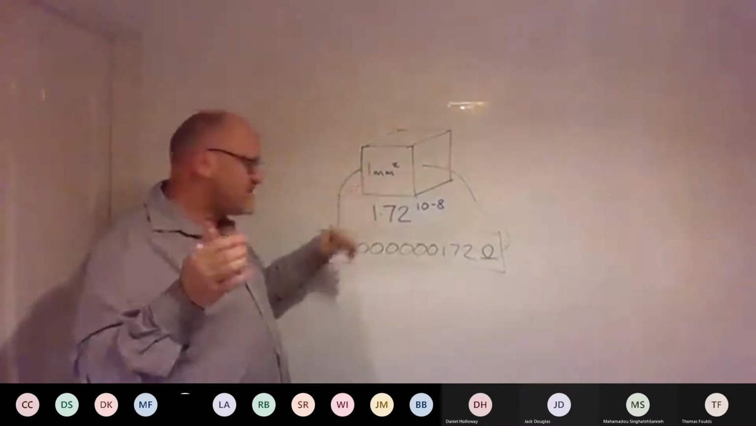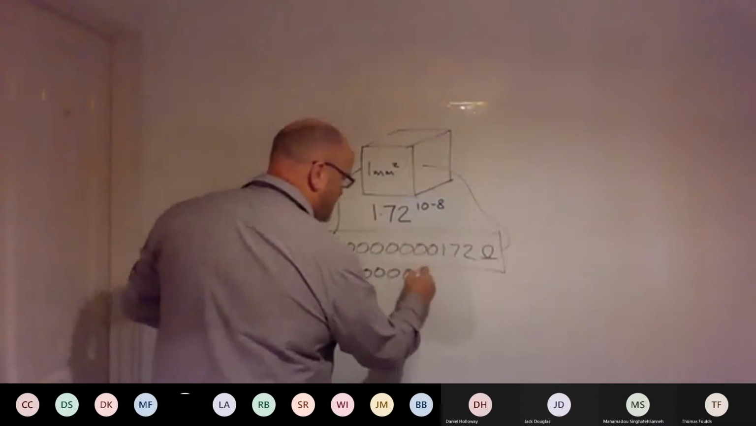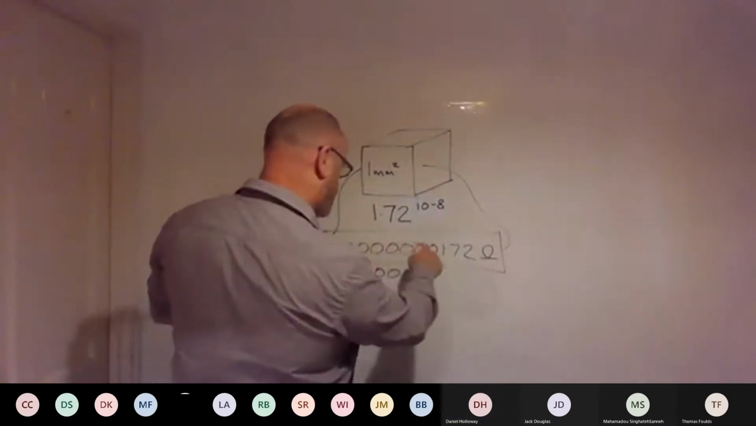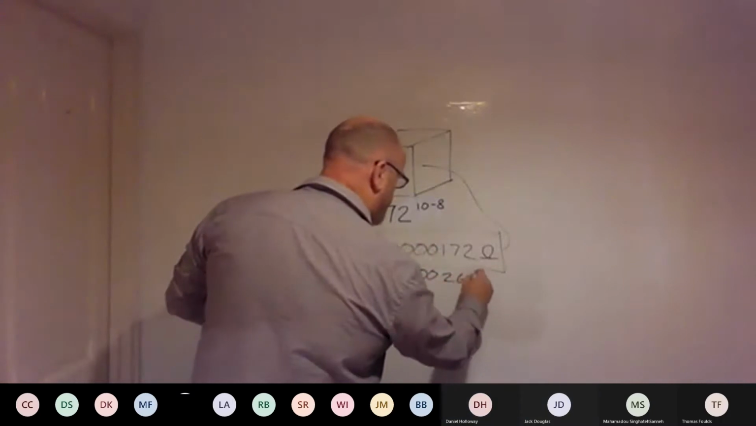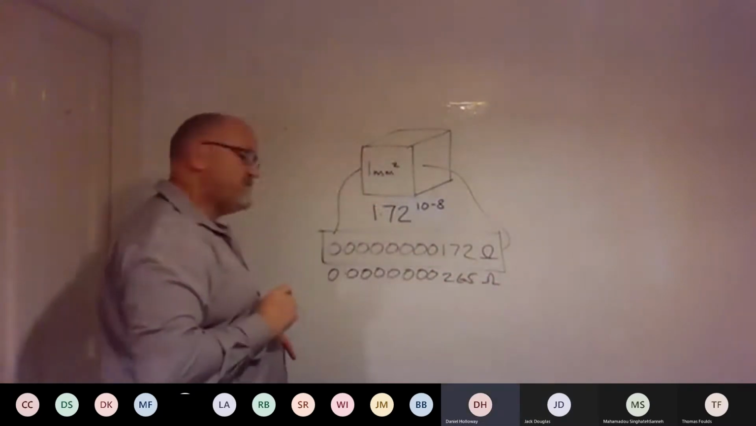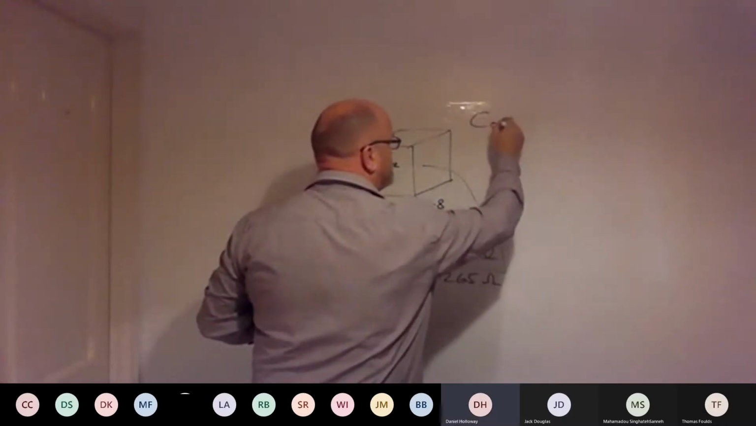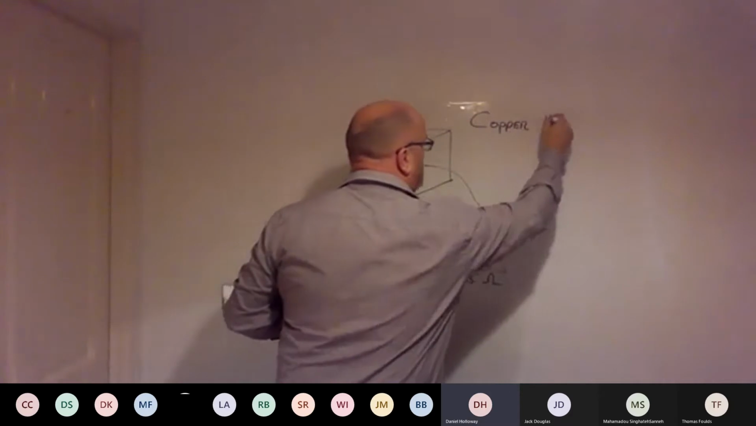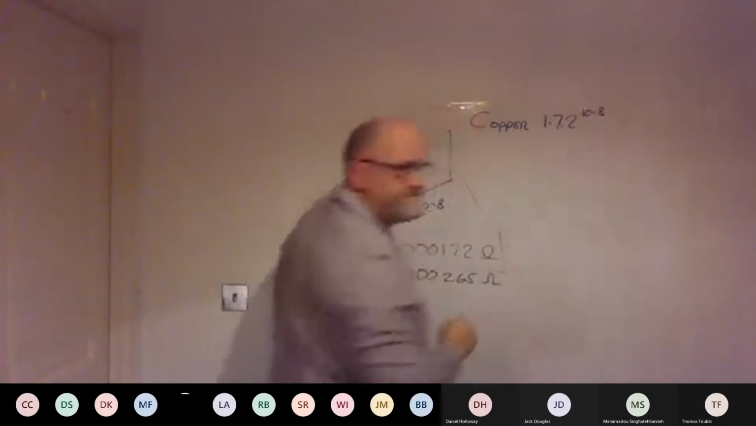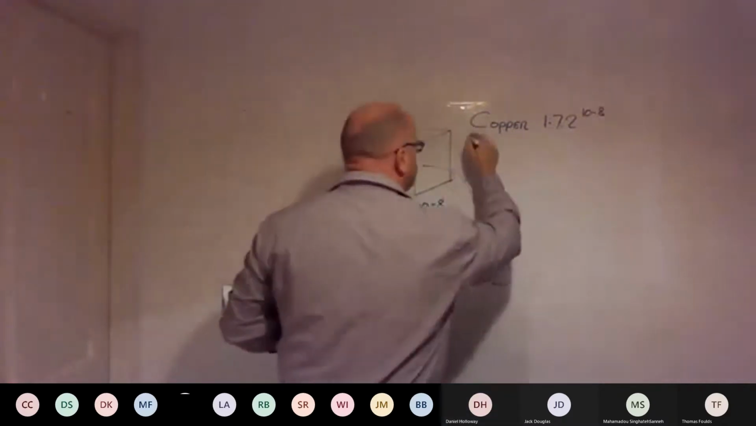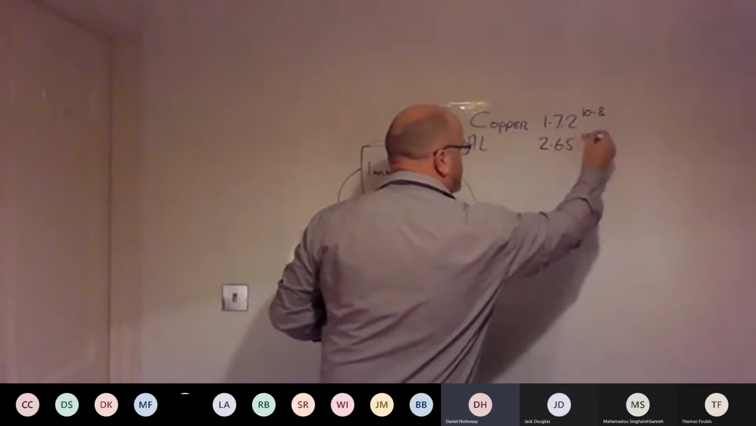That has also got a fixed constant, and that fixed constant is 0.0000000265 ohm metres. I'll write this on there: copper, 1.72 × 10 to the minus 8. Aluminium, 2.65 × 10 to the minus 8.